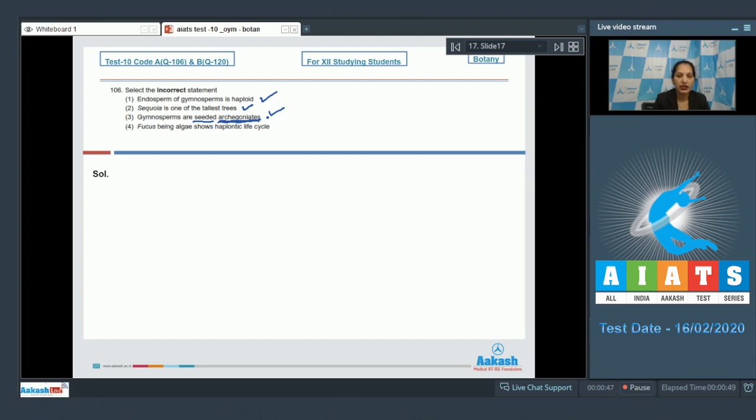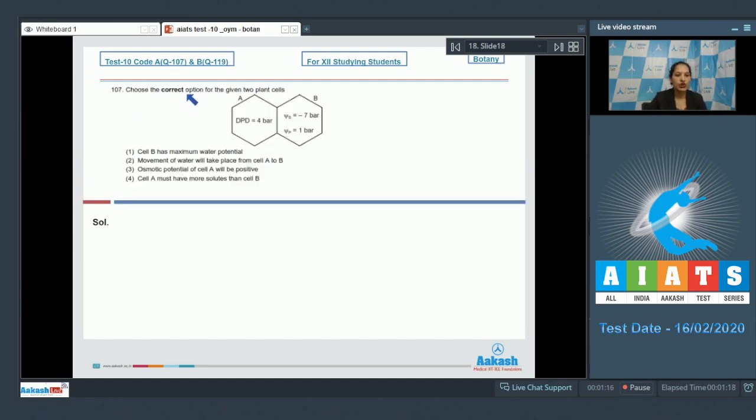Fourth one, fucus being algae shows haplontic life cycle. No. Fucus shows diplontic life cycle. Although it is true that most of the algae, especially green algae, show haplontic type of life cycle. So this is incorrect. So the correct option for the given question is option number 4. Let's move to the next question.